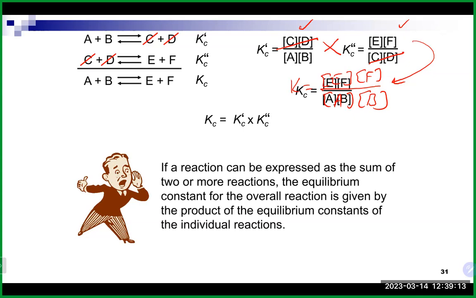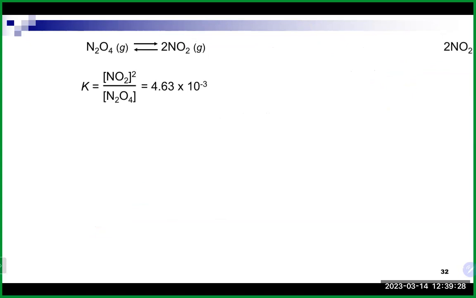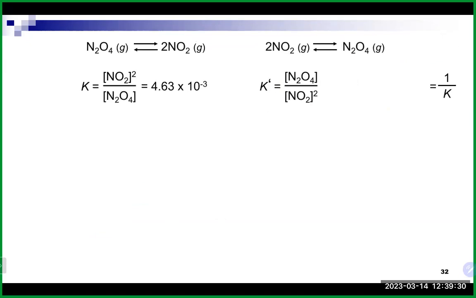Now, another very common thing that occurs is sometimes we may need to actually reverse a reaction. So the way it's written may not be the way that we actually need it. We may need our reactants on the product side, products on the reactant side. So another way that we manipulate a reaction is to reverse the reaction. And when we reverse the reaction, what we are essentially doing to the K value is taking the inverse of it, or 1 over the K value.